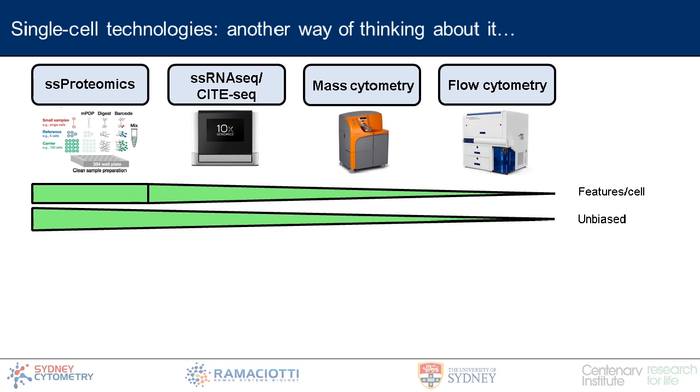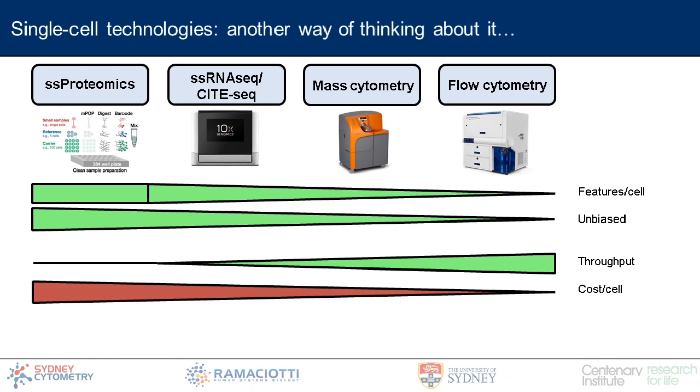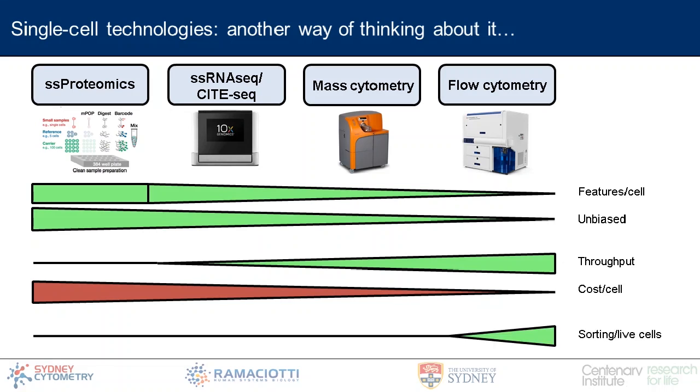However, this comes at the cost of actual cost as well as throughput. So as we move across to the right, not only do we decrease the number of things we're measuring per cell, but we're increasing the throughput and dropping the cost per cell. And this is the key axis that we talk about. It's how many things we're trying to measure per cell and how much is it going to cost us in terms of time and money.